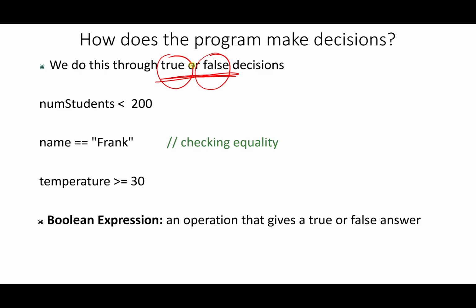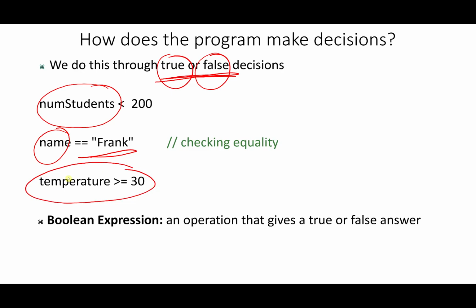Now, there is no maybe. There's no way that you can say, oh, maybe. No, you have statistics. Now, either this is less than 200 or not. Now, if you're checking equality of a string, if this variable is of type string, I can check, is this name equal to Frank? It's like when you're asking, is your name Frank? And the answer is either yes or no. Is temperature greater than or equal to 30?